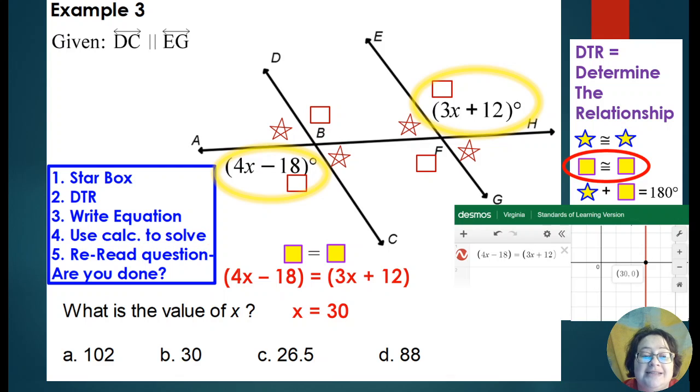Now, our last step here, we reread the question. Are we done? So this says, what is the value of x? Well, it's asking for x, and I found x, which means yes, I'm finished. So I'm going to circle my answer. X is 30, and I'm finished.